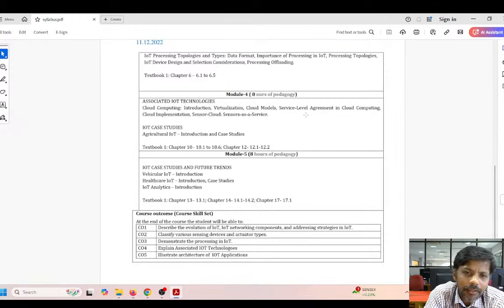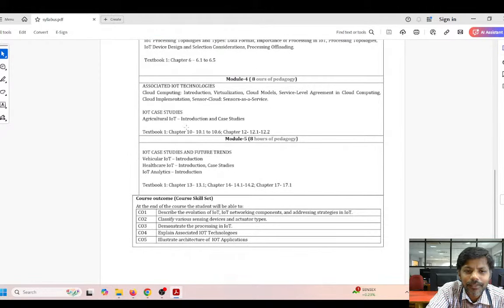And then in the module 4 second part, so the IoT case studies will be starting. So in this, first is the agricultural IoT, and the case studies means it is the application part.